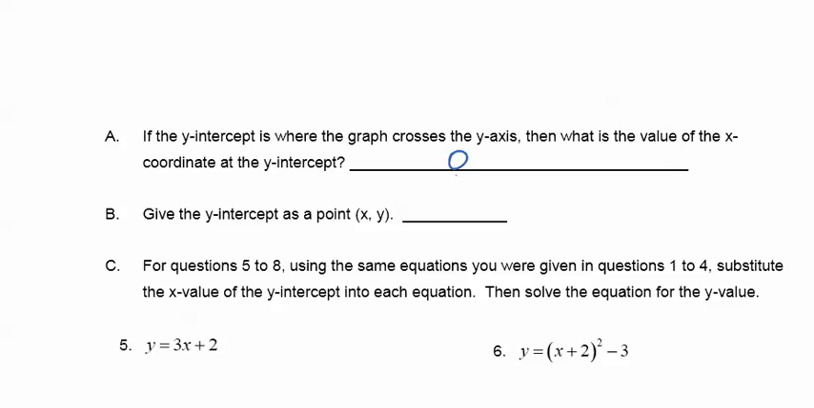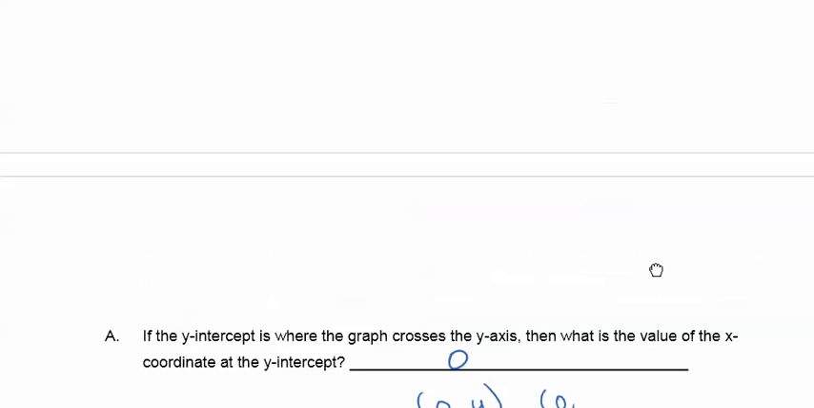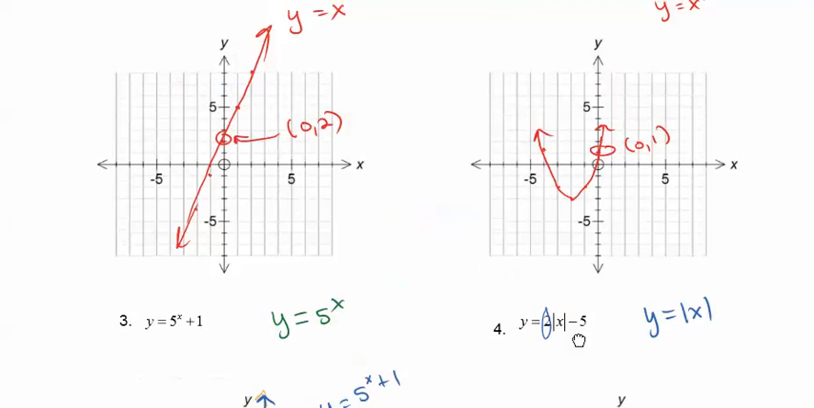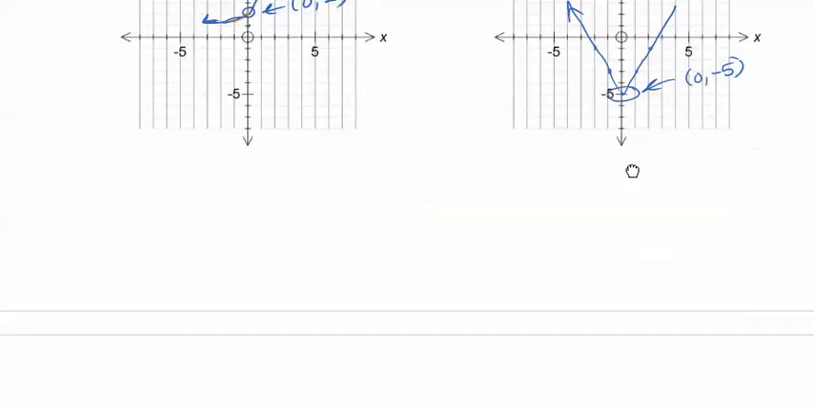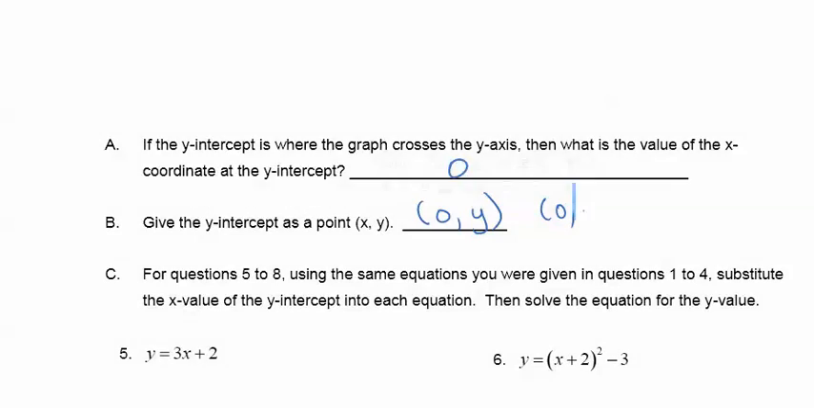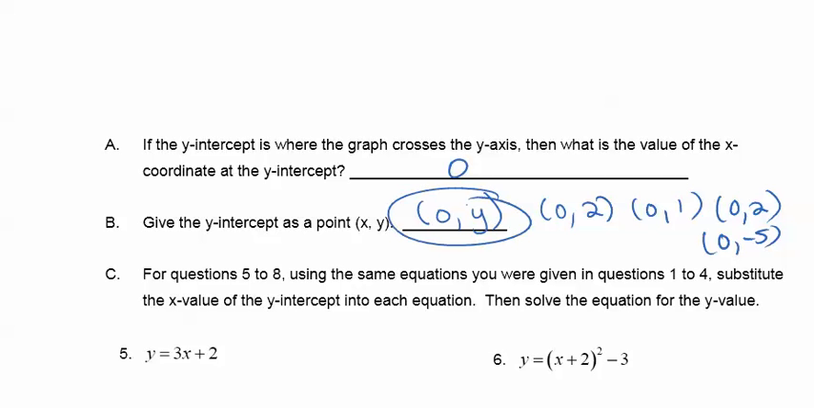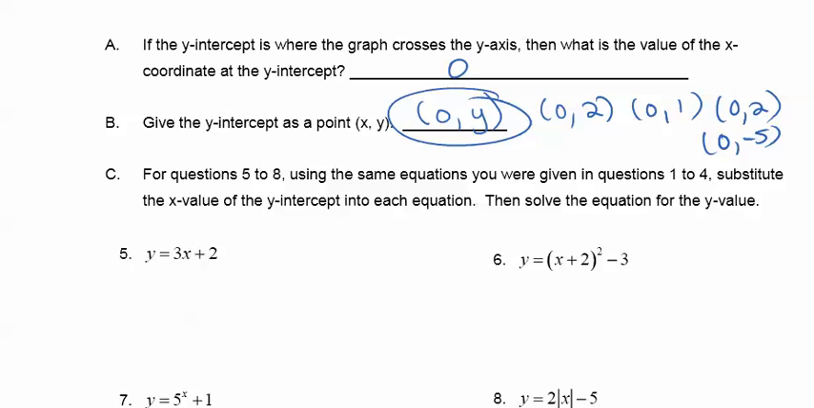Now give the y-intercept as a point. For each of them, I had 0, comma, some value y. So you can write them all out if you want. We had (0, 2), then (0, 1), then (0, 2) again, and then (0, negative 5). Or you could just give a general form, which is 0 and some y value, right? Because it's where it crosses the y-axis.